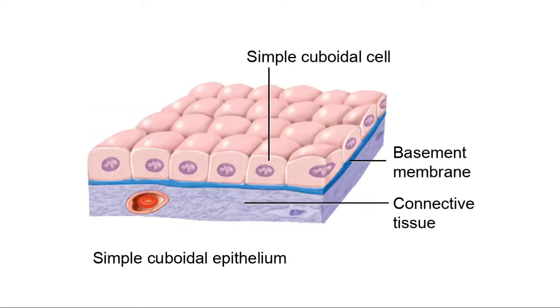The next epithelium is called simple cuboidal epithelium. In the simple cuboidal epithelium, you can see one layer of cube-shaped cells. And the cells, as you see here, are cube-shaped or square, and you have a round nucleus in each cell in the center of the cell. Here you can see the basement membrane, and beneath the basement membrane, you have connective tissue.